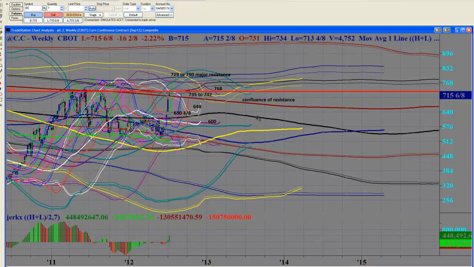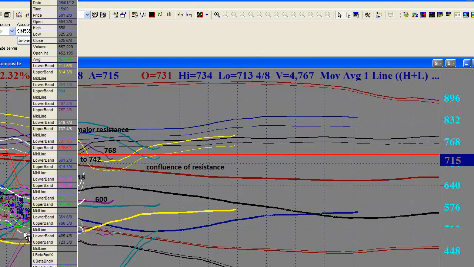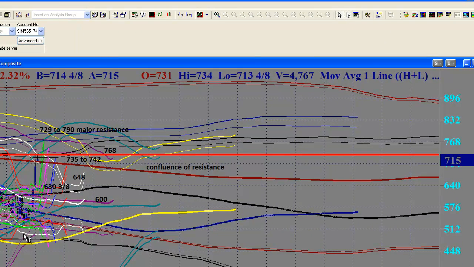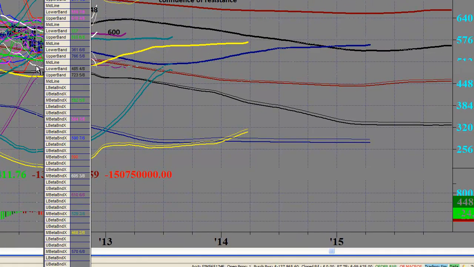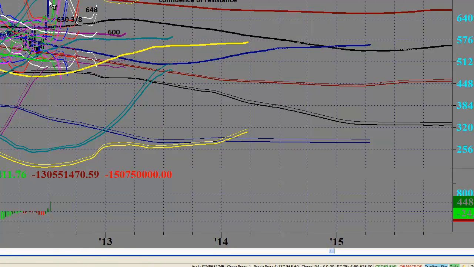So right now I'd like to focus first on the corn market, symbol C on TradeStation, and basically what you can see here is we have had a relentless rally since early June from a low level of around 525 and 2/8 to approximately 735 and 2/8, being the high this week so far.